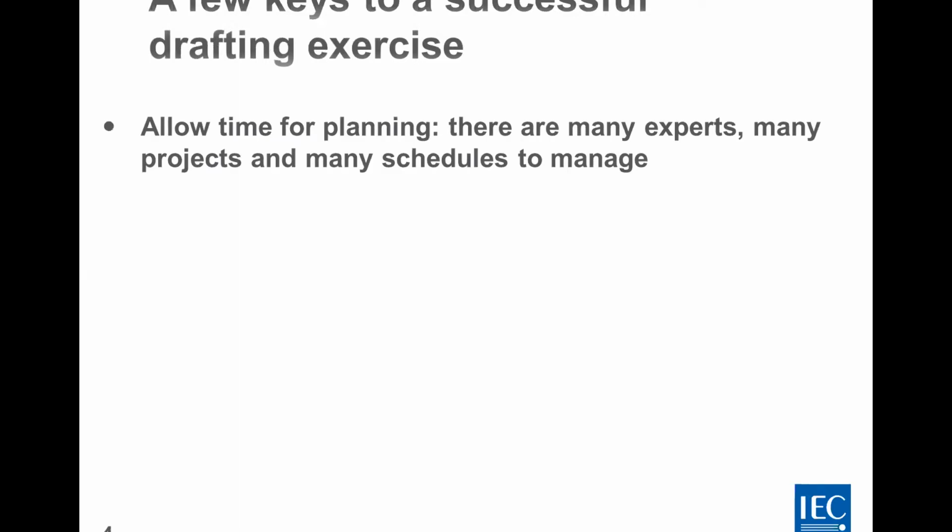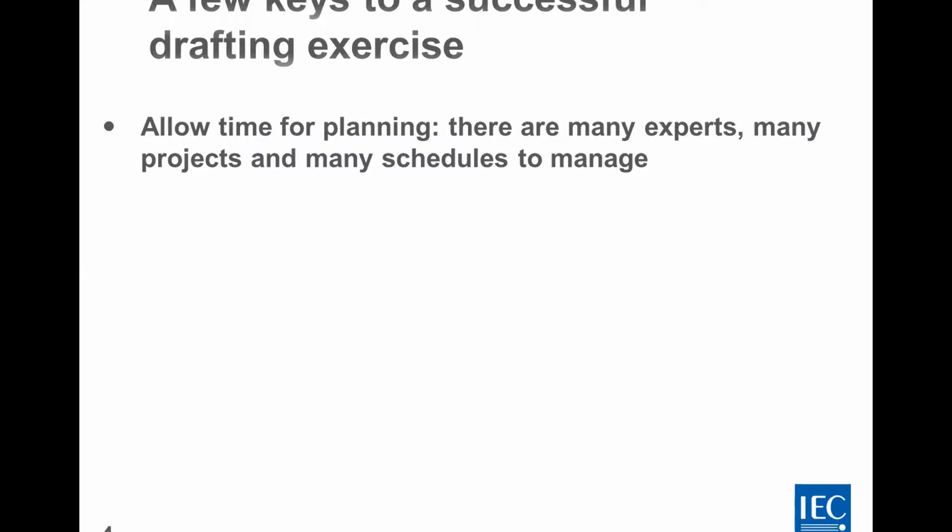Next thing, with respect to the drafting exercise itself, there are a few key aspects to keep in the back of your mind, especially since there are many of you who work on the standards development process. First things first, you have to allow time for planning. There are many experts, many projects, and many schedules to manage within your world. A standard is typically developed over a 2 to 3 year period. That might seem like a long time, but if you consider the amount of people involved and the voting times, etc., you really have to allow time for planning.